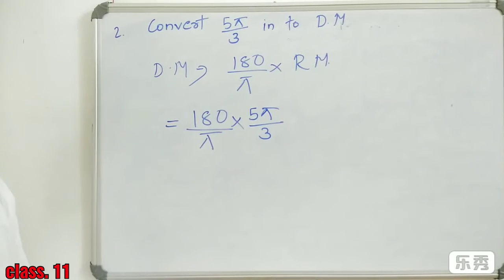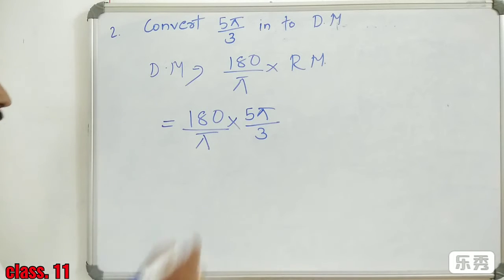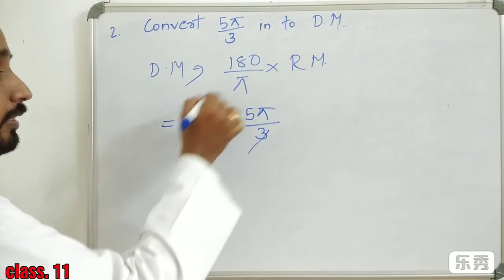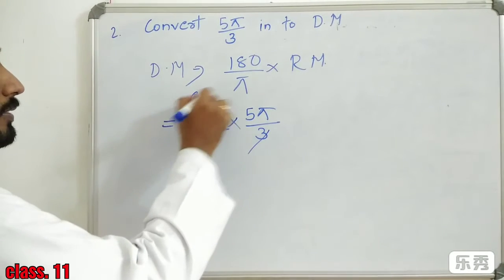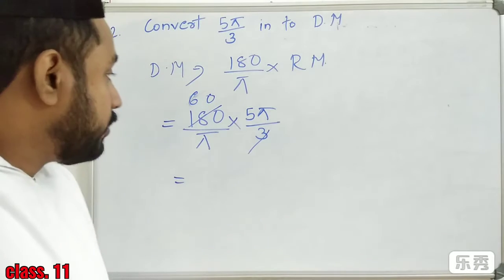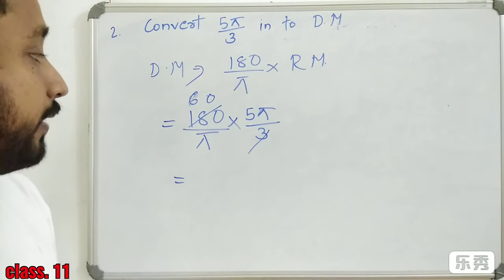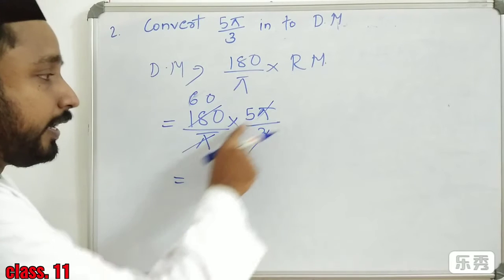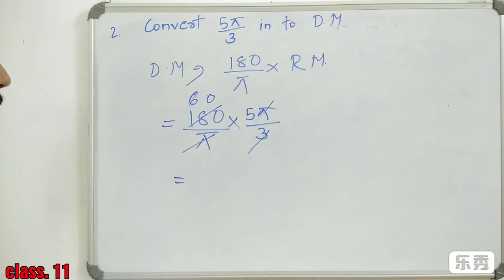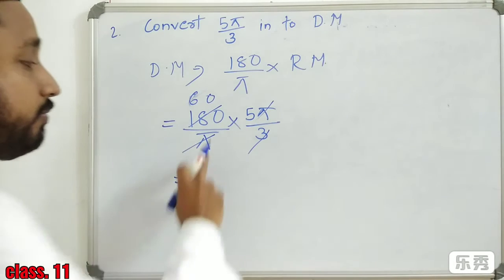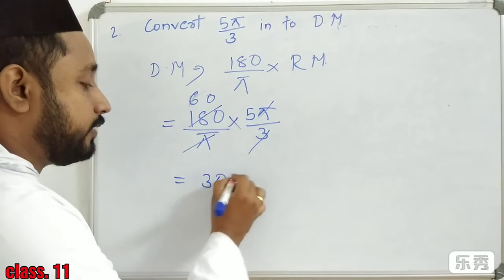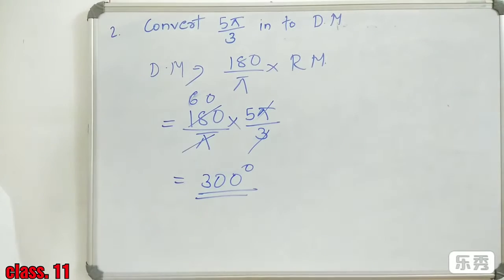So 180 by pi into 5 pi by 3. We can cut 3 and 180; 180 divided by 3 gives 60. So 60 into 5 pi by pi. Also we can cut this pi and this pi. So we get 60 into 5, which is 300. So 5 pi by 3 is equal to 300 degree.